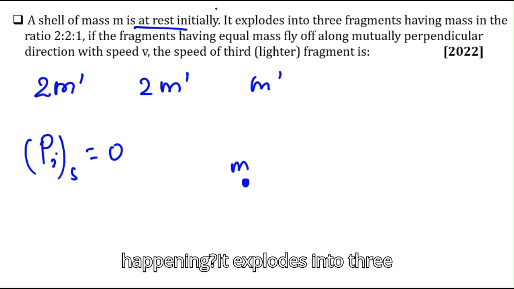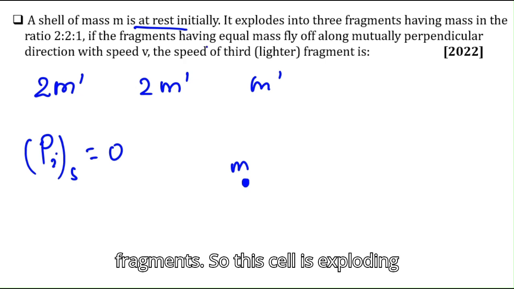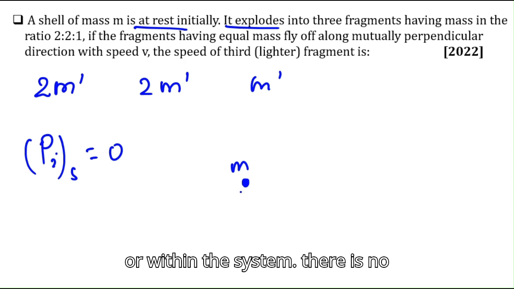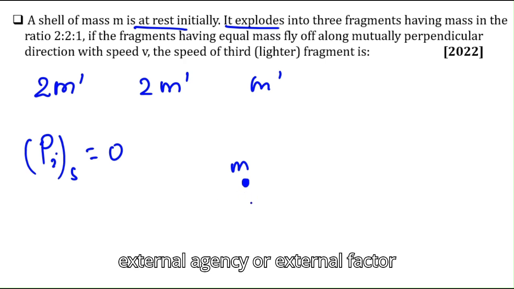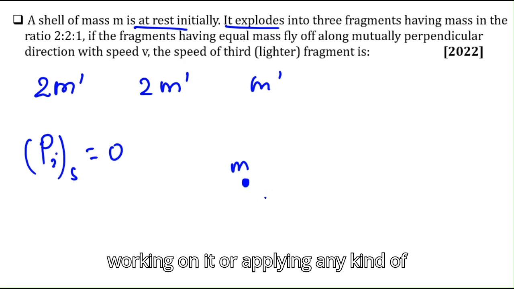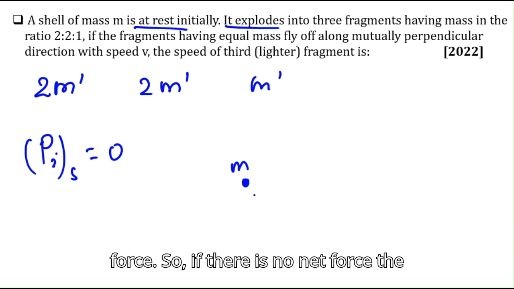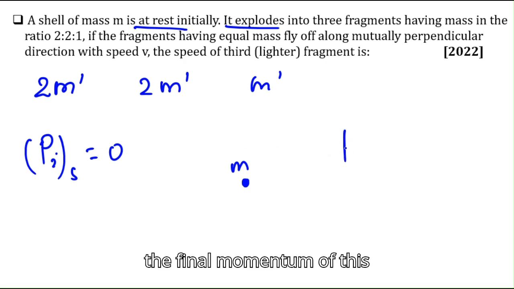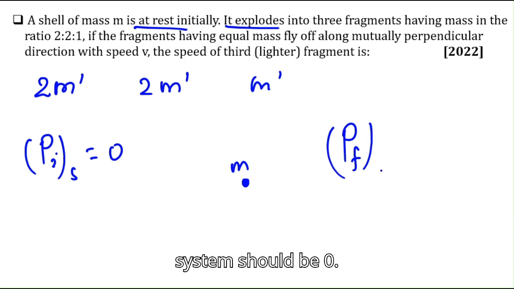And now what is happening? It explodes into three fragments. So this cell is exploding, meaning something is happening within the cell or within the system. There is no external agency or external factor applying any kind of force. So if there is no net force, the linear momentum should be conserved. It means the final momentum of this system should be zero.